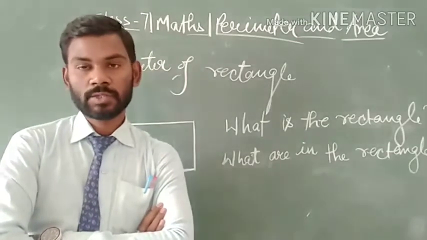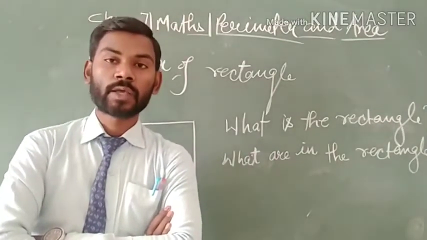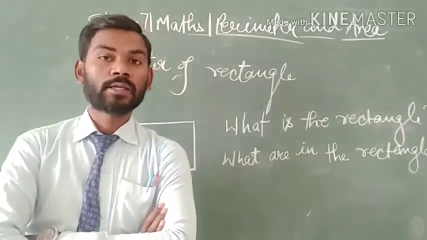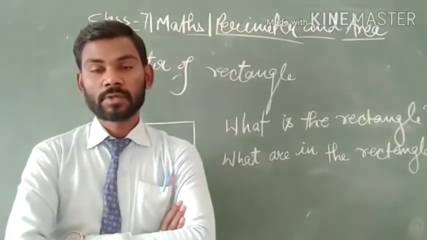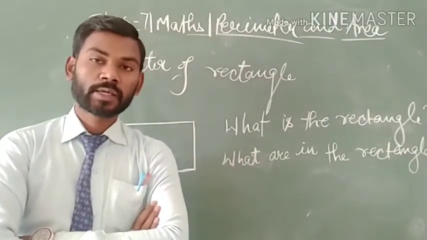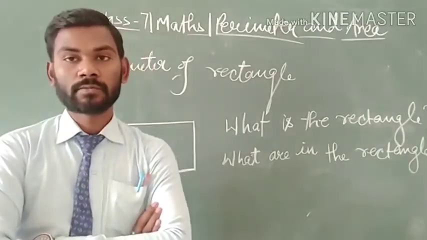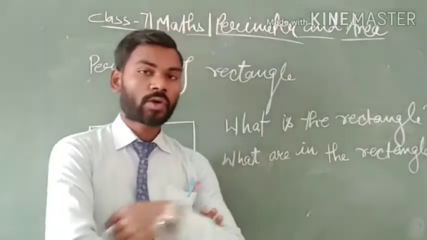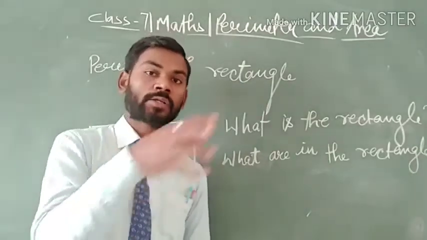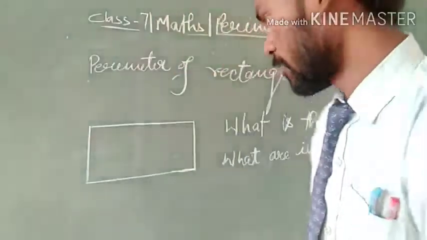So the answer to the first question is: a rectangle is a closed figure in which the opposite sides are equal. And in the rectangle there are length and breadth only. So these are the answers to these questions, and here we shall work only on this fact. So let us see the perimeter.